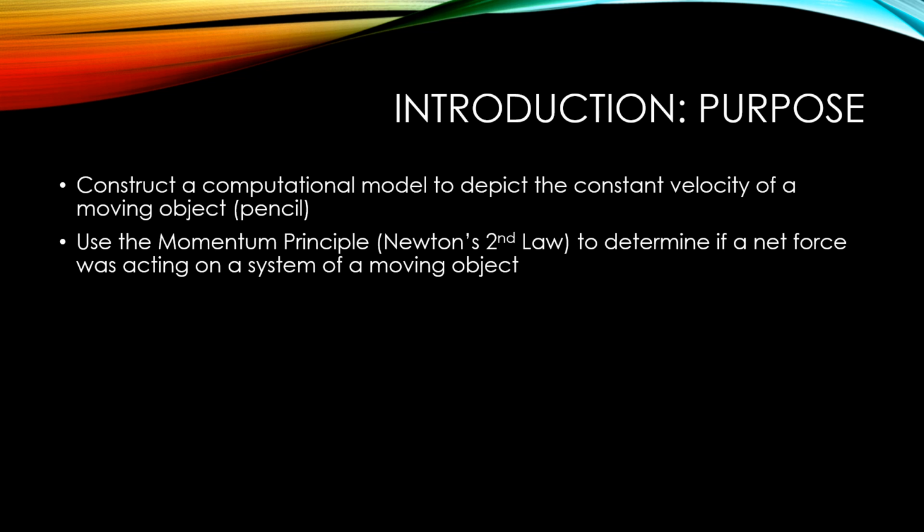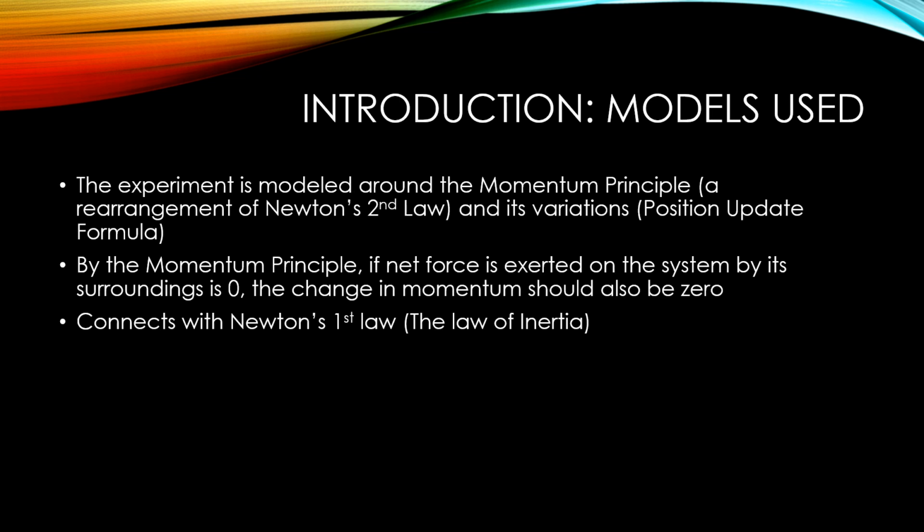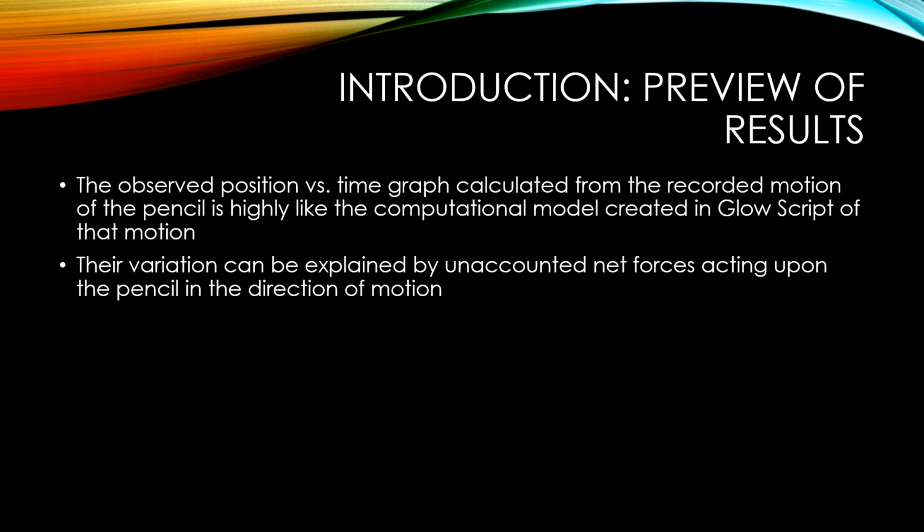To use the momentum principle in Newton's second law to determine if a net force was acting on a system of a moving object. The models used. The experiment is modeled around the momentum principle, a rearrangement of Newton's second law, and its variations, such as the position update formula. By the momentum principle, if a net force exerted on a system by its surroundings is zero, the change in momentum should also be zero. This also connects with Newton's first law, the law of inertia.